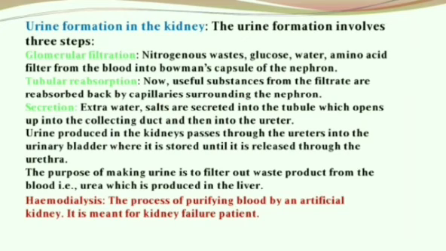Urine produced in the kidney passes through the ureters into the urinary bladder where it is stored until it is released to the urethra. The purpose of making urine is to filter out waste product from the blood, such as urea which is produced in the liver. Hemodialysis: what is it? It is the process of purifying blood by an artificial kidney. It is meant for kidney failure patients.